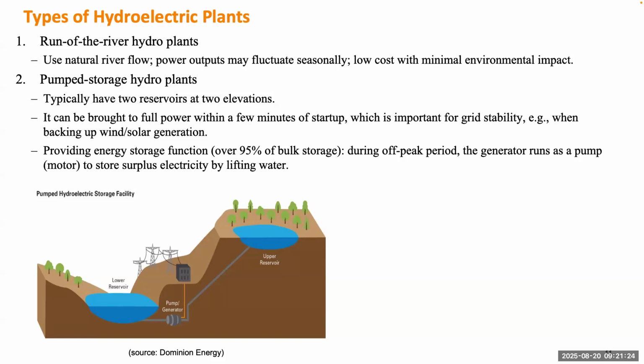The first time I taught this lecture, I checked the percentage of what we call bulk storage, which means large-scale energy storage in the power grid. The pumped storage hydro plant took about 99%. But in recent years, a lot of batteries have been installed at the transmission voltage level. So that percentage, based on my recent check, has decreased to 95%, but it's still the majority of the energy storage in the system.